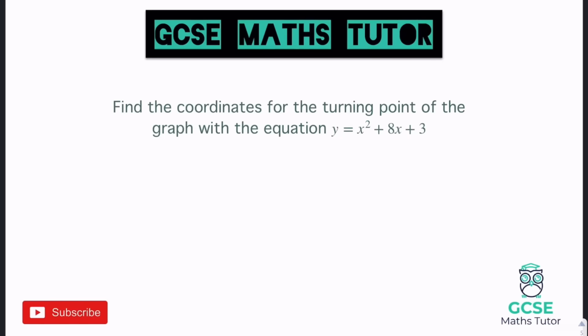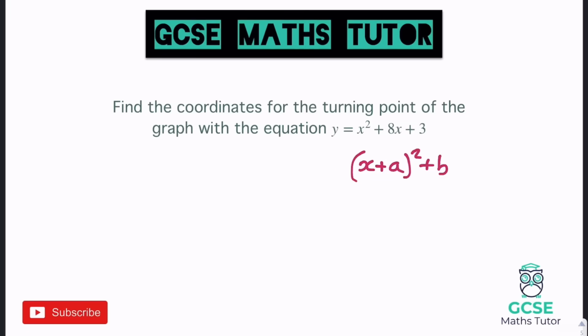Okay, so this question says find the coordinates for the turning point of the graph with this equation. So to find the turning point, we have to do something called completing the square. And sometimes it might say write it in the form x plus a squared plus b. It might say write it in that form. Okay, and that just means completing the square, and it's how we find the turning point.